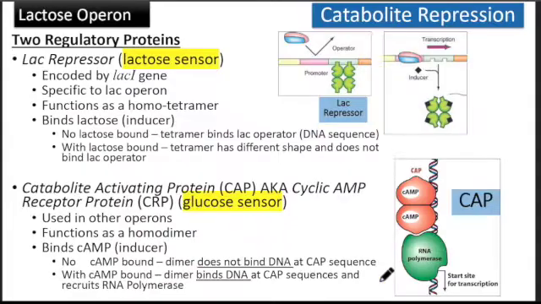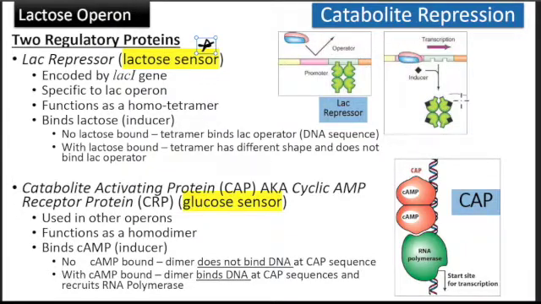But that's not all there is. So this right here is what we just looked at, the LAC repressor. So it really is a lactose sensor, right? You can get that because it's active, binding to DNA when there's no lactose. And when there is lactose, it's released. And so all this information is important, and this is what we just covered up here.